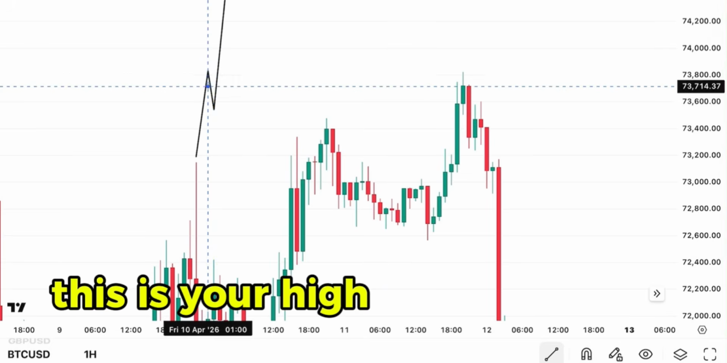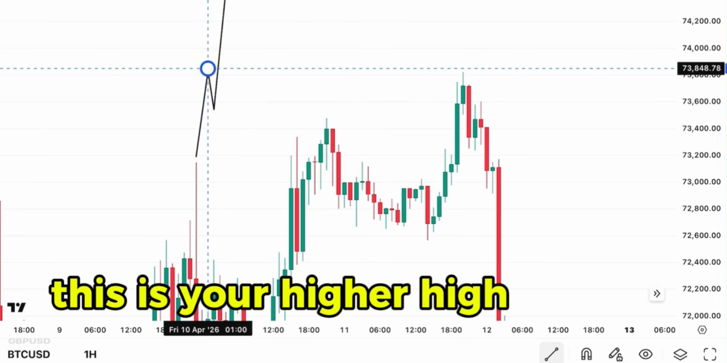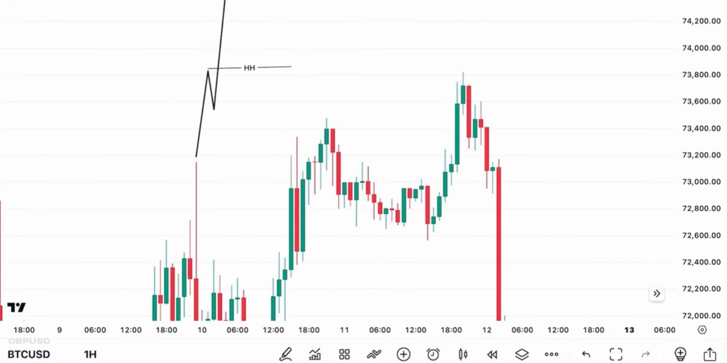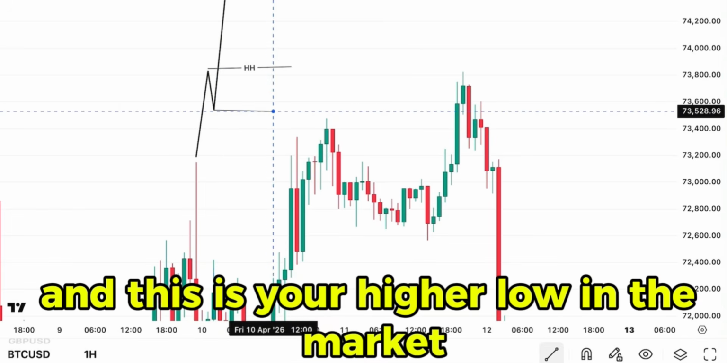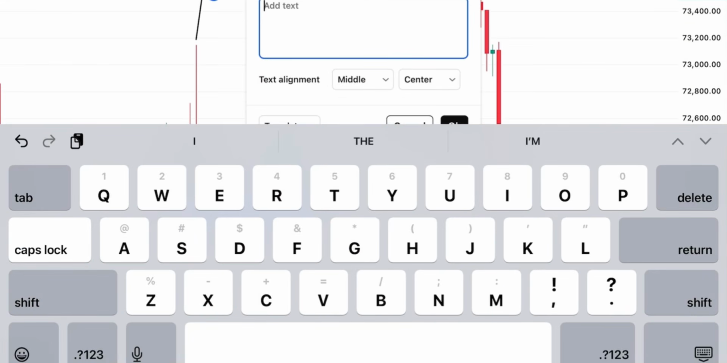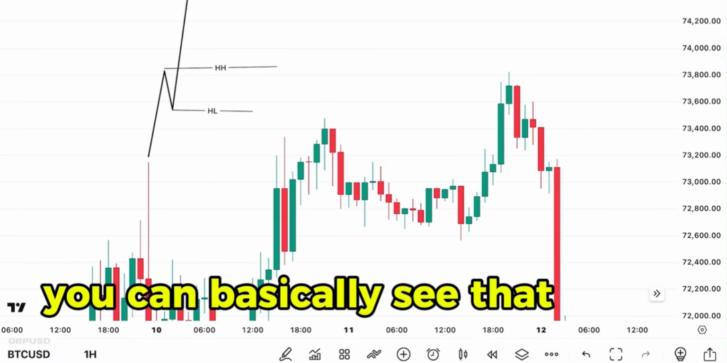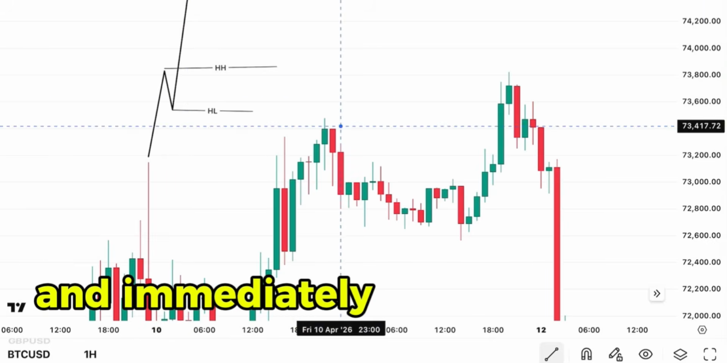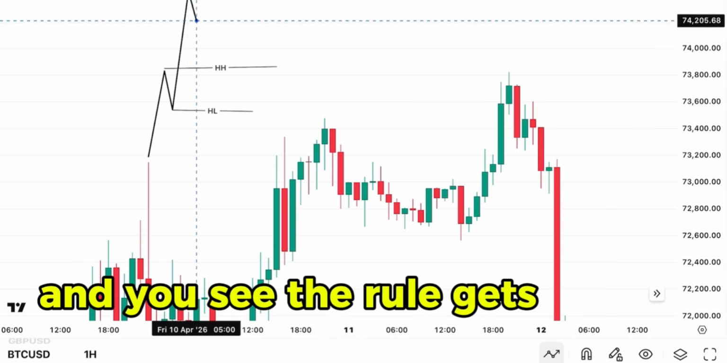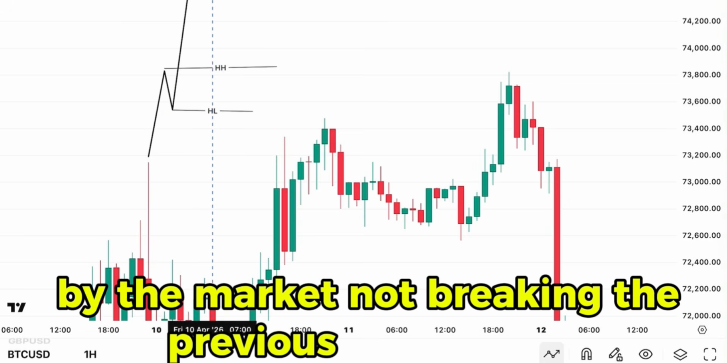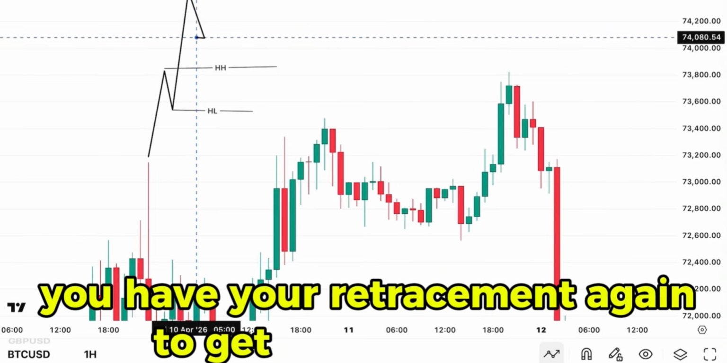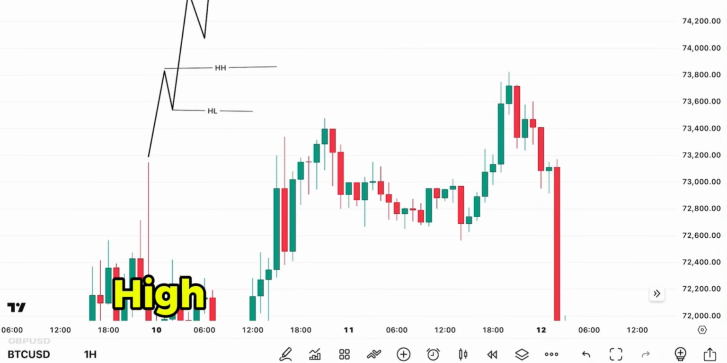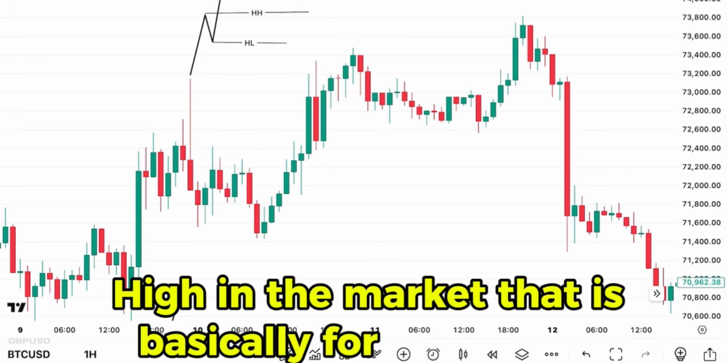This is your high, and this is your low. This is your higher high. You can refer to it as your HH. And this is your higher low in the market. You can basically see that higher high, higher low. Then you have another higher high. And immediately you see another higher high, and you see the rule get violated again by the market not breaking the previous candle high. You have your retracement again to get your higher low. And when the candle starts printing a series of highs again, you have your higher high in the market. That is basically for an uptrend.